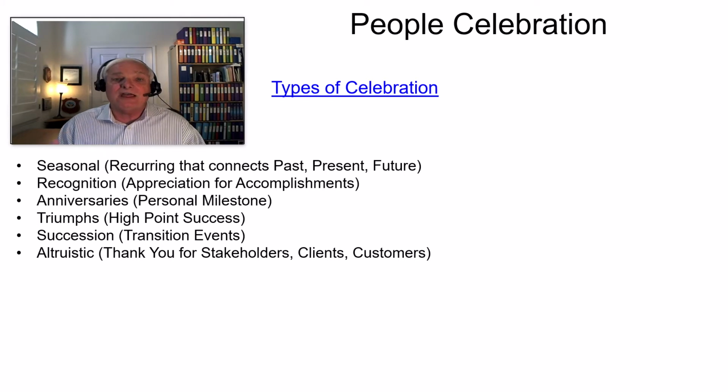So there are different types of celebrations. There are seasonal things: something that connects us to something that happened in the past, something that's happening now, or something that's going to happen in the future. All of those seasonal types of events can be things that we have a people celebration about. Something like a Christmas party would be referred to as a seasonal event for your organization.